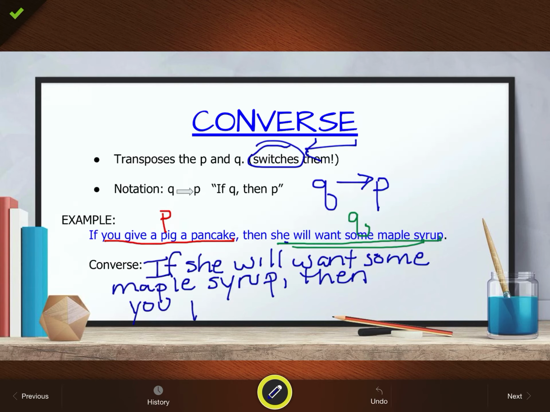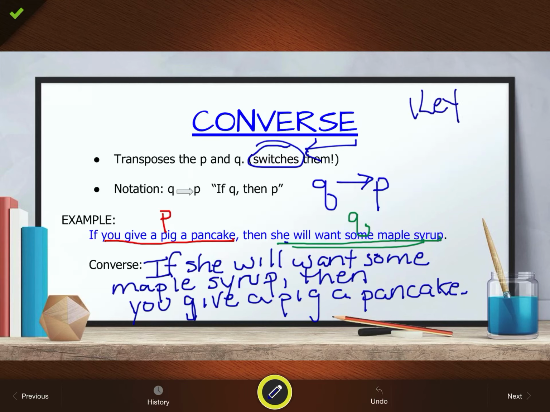then you write, you give a pig a pancake. So I actually switched my hypothesis and conclusion. My hypothesis moved to the back, and my conclusion, my Q, moved to the front. So, keyword for converse, shortcut word: when you hear converse, switch should pop into your head. You switch your hypothesis and conclusion.